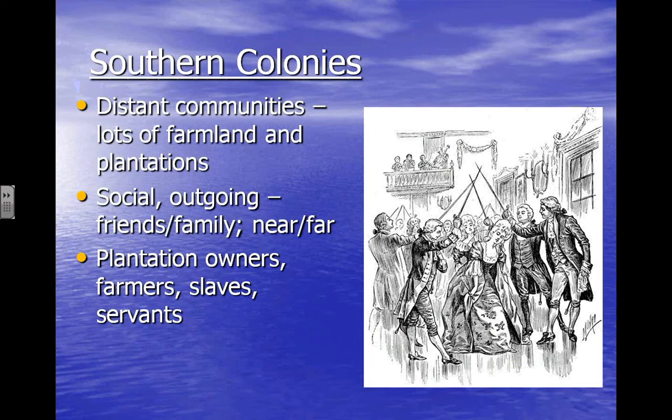And you can also see from this picture that they maintained the European, the British lifestyle, the ornate dress and the decorations and things like that. So the types of people who colonized the southern plantations and colonies were plantation owners, but also there were smaller farms, and there were slaves, and there were servants. So there was quite a bit more of a social hierarchy and social disparity in the southern colonies than there were in the northern colonies at that time.